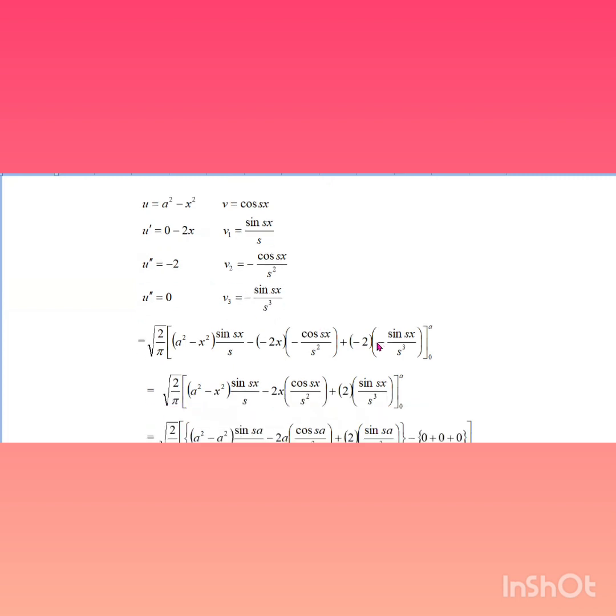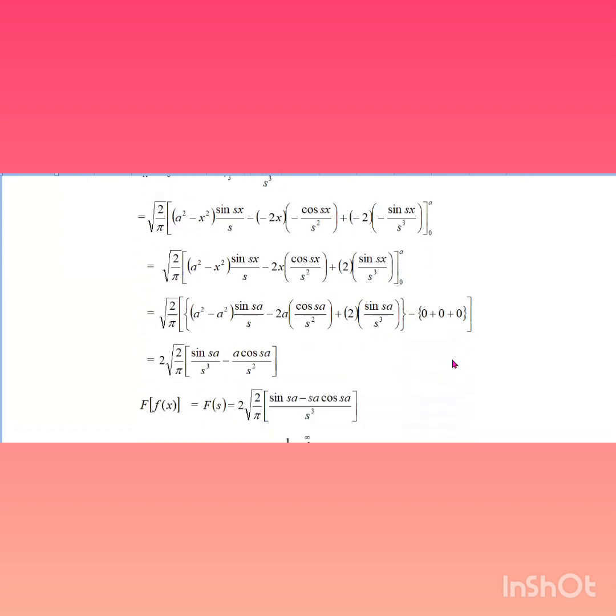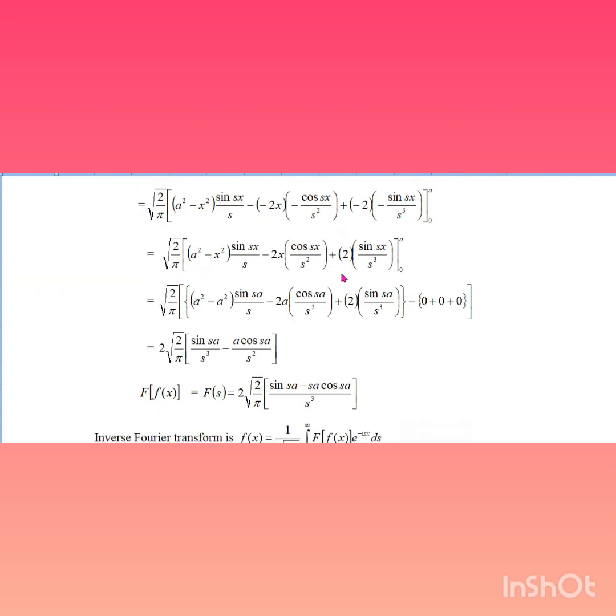So u v1 minus u dash v2 plus u double dash v3. So root of 2 by pi, a square minus x square, sin sx by s, minus u dash, minus 2x, v2, minus cos sx by s square, plus u double dash, minus 2, v3, minus sin sx by s cube. The limit is 0 to a. So in the next step you can write it as root of 2 by pi, a square minus x square, sin sx by s, minus 2x cos sx by s square, plus 2 sin sx by s cube. The limit is 0 to a.